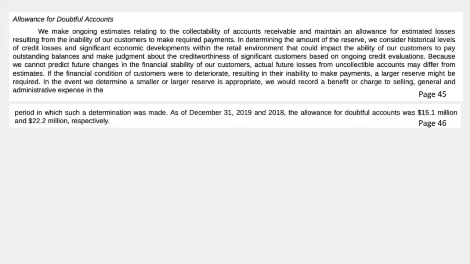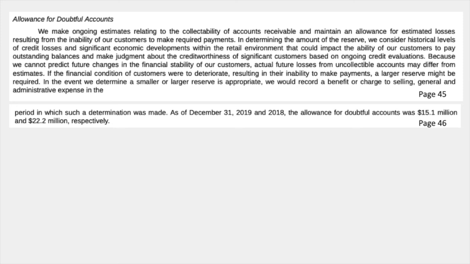As of December 31st of 2019 and 2018, the allowance for doubtful accounts was $15 million and $22 million, respectively. So they are saying that as of this past year, the end of December of 2019, they expected not to collect $15 million worth of what their customers owed them. That seems like a big amount, right? $15 million of the amount that they were owed.